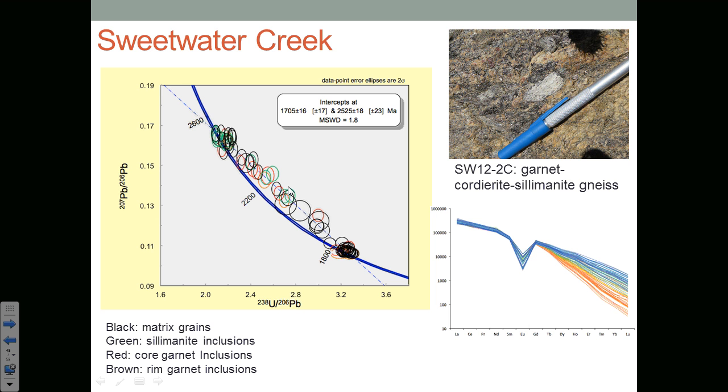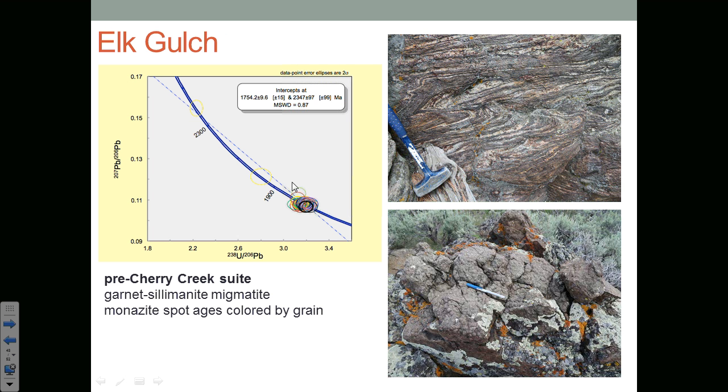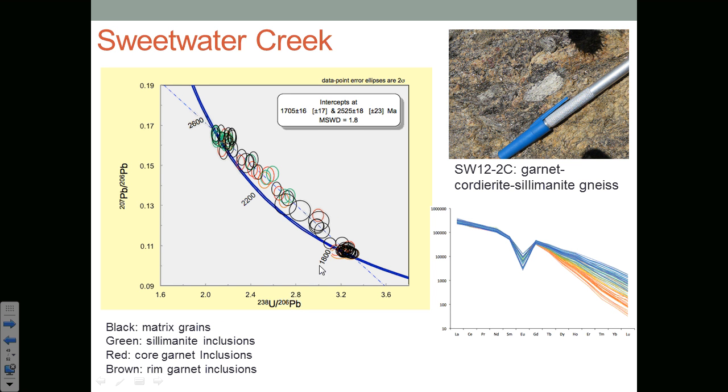And from an orthoamphibolite, actually, no. Oh, I didn't put that data in, but we also looked at an orthoamphibolite from that area, same exact ages. When we move over to the Sweetwater Creek area, which is all the way on the eastern flank of the Ruby Range, though, we see a different history.